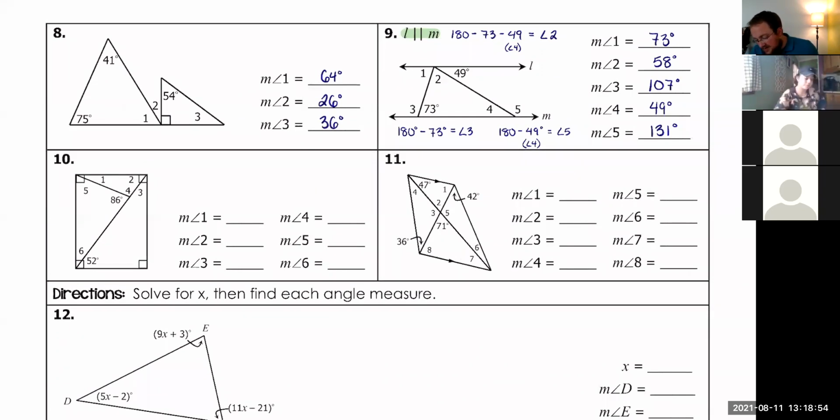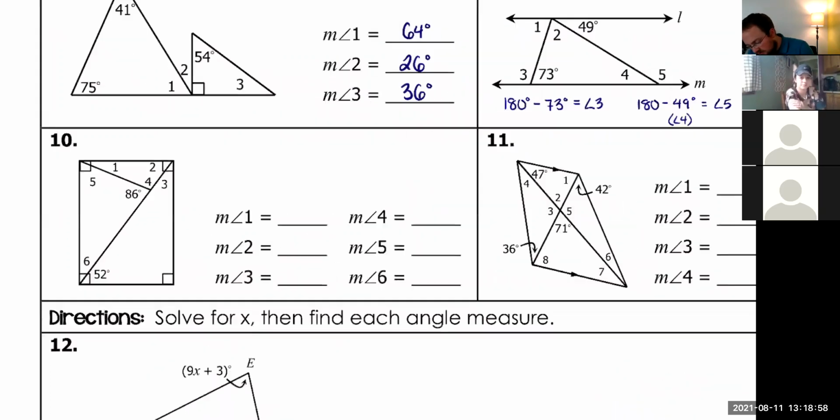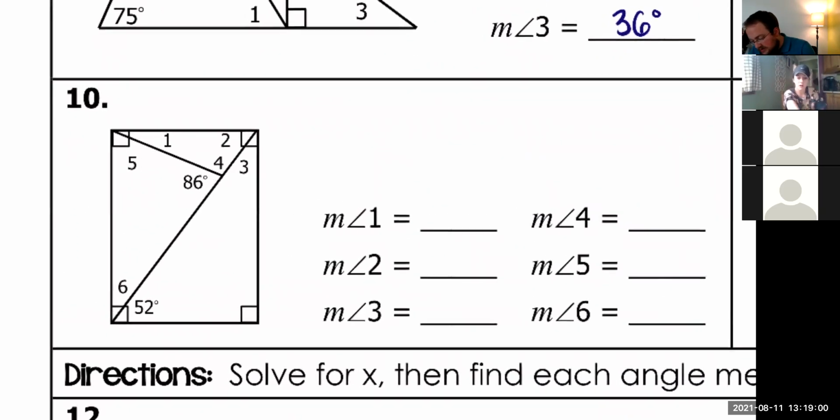I'm going to skip 10 and 11. I'll give you those answers here real quick. They're a little bit challenging, so if you do get stuck and if you're trying them out later, come talk to me. If you get stuck on your assignment, I'm always here to help you as well.